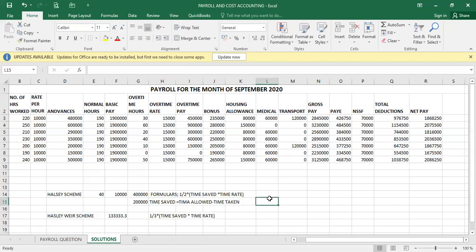So when you get the time taken, it's what we got here. This was the 260, that was the standard time, that is the time allowed, minus the time taken. We took 220, so we remained with this 40. This 40 is the time saved. Then we multiplied it by the time rate, which was 10,000, and we got 400,000. So when we divide this one by 2, we shall be getting 200,000. Then for this one, we got the 400 and we divide it by 3.